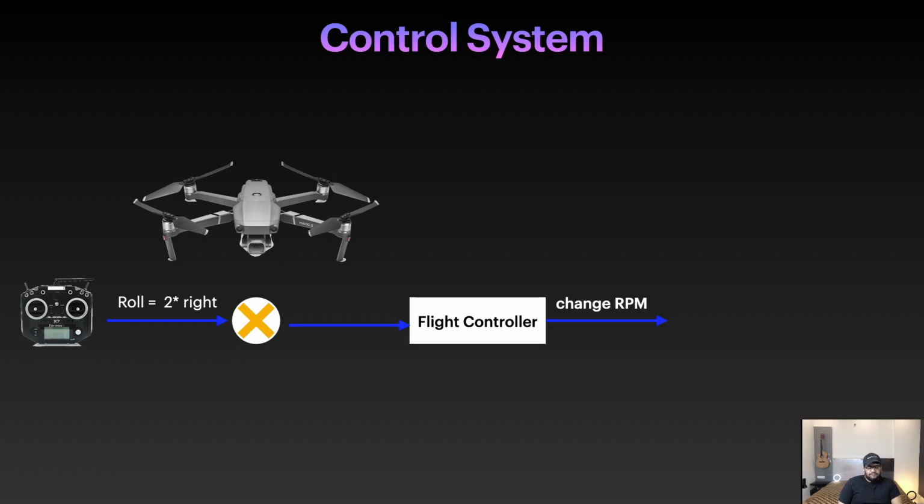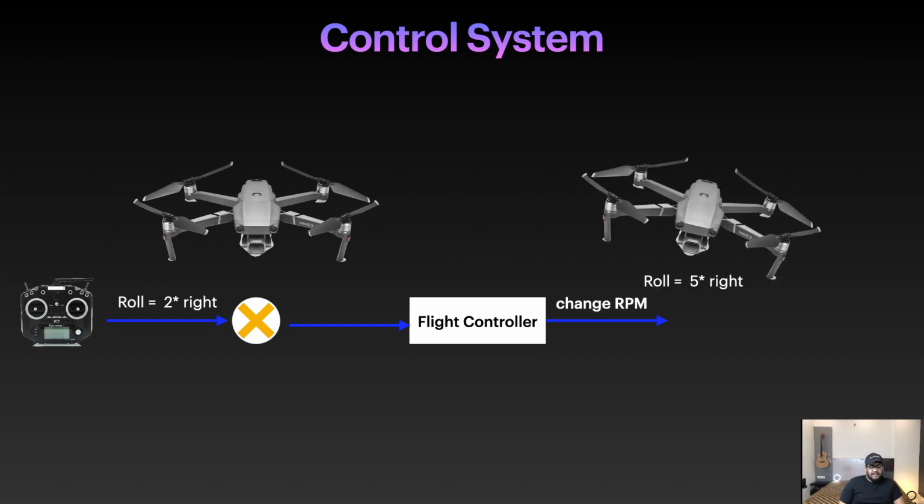So this will go to the flight controller, and the flight controller will do some calculation: okay, my current angle is 0 degrees. The user wants to have a roll right of 2 degrees. I need to speed up the left motors, I need to slow down the right motors. How much do I need to change the speed? I need to change it, let's say, by X amount. But after changing the RPM, the roll you get is 5 degrees right.